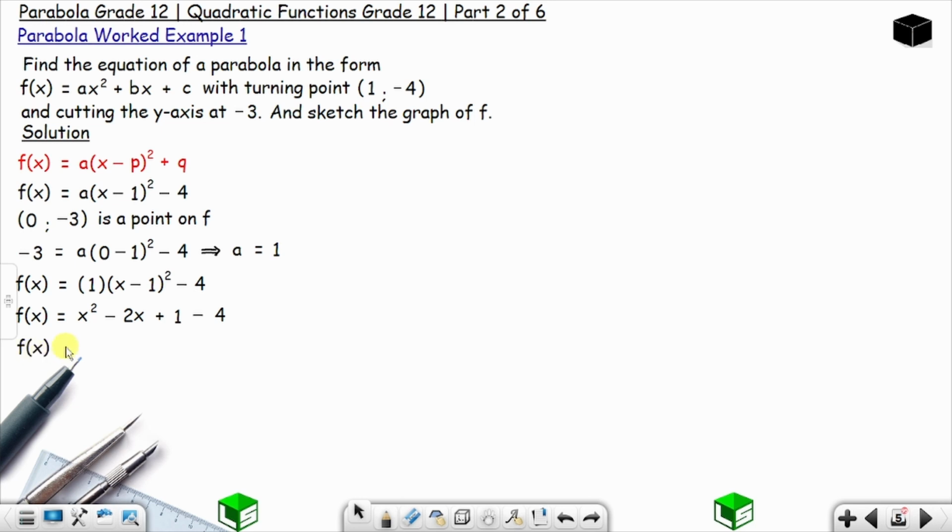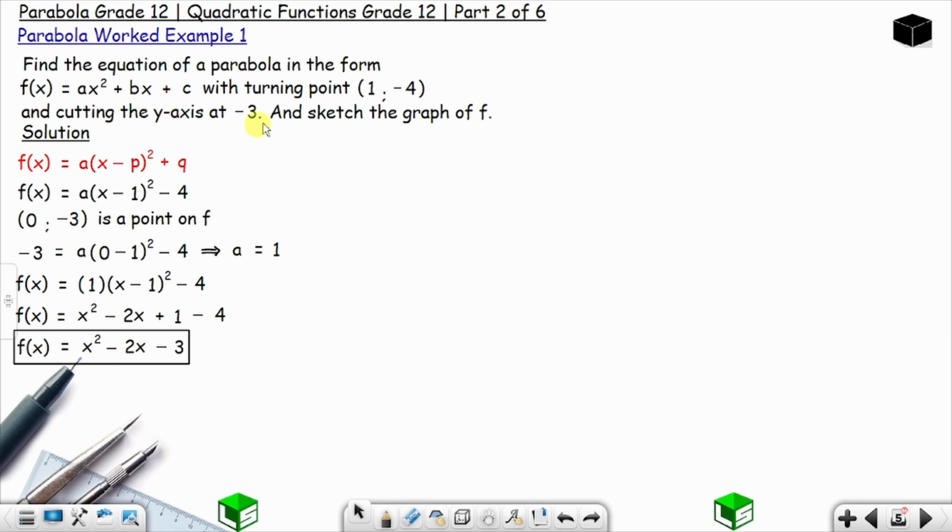So f(x) is equal to x squared, negative 2x. These are like terms, 1 minus 4, which is minus 3. Okay, so this is the equation of the parabola in the form x squared plus px plus c. You can see. Okay, now we have the equation in this form. We have solved for this part.